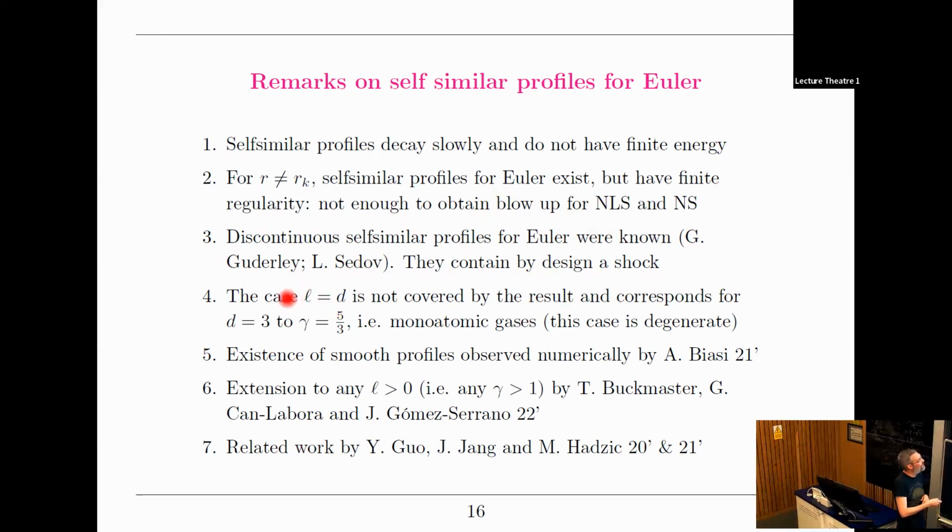Okay, there is this case: in dimension 3 it was L equal to 3, in general it's L equal to D. There is this special case that is never covered by our result. I should mention that in dimension 3, it's actually an important case. It corresponds to monoatomic gases, so it's a physically relevant case. This case is degenerate in our analysis, and I'll explain why. Okay, so that's what I wanted to say on comments on the proof.